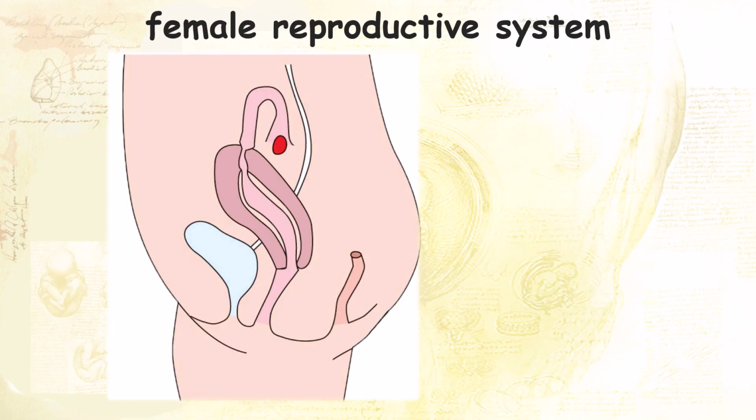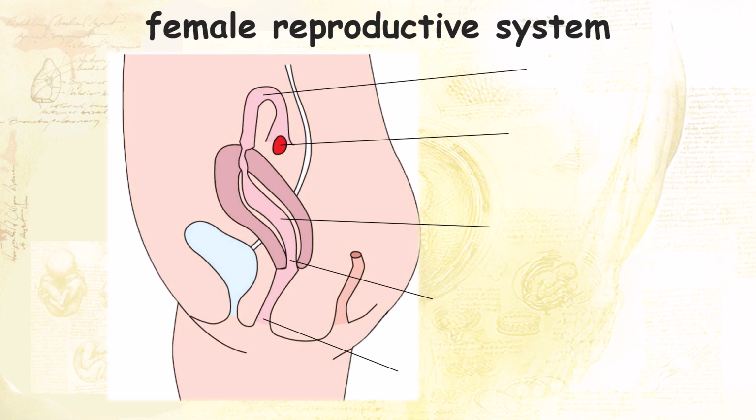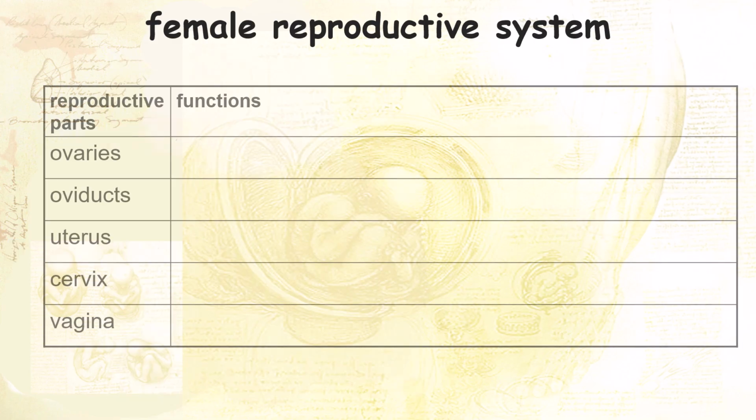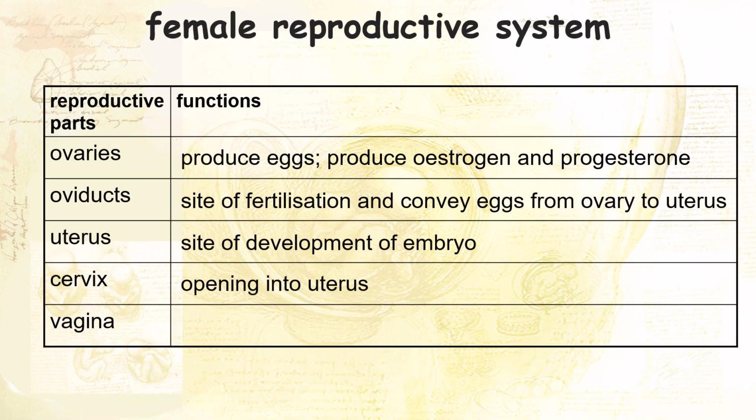This is the side view of the female reproductive system. See if you can recognize all 5 parts. If you are wondering, the location of the urinary bladder and ureter is down here, and here's the summary of the parts of the female reproductive system and their respective functions.